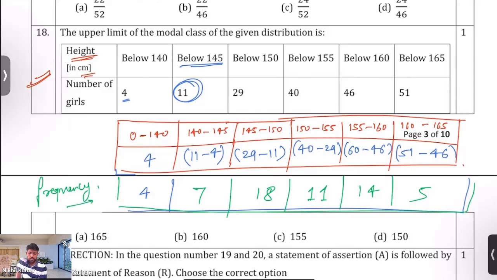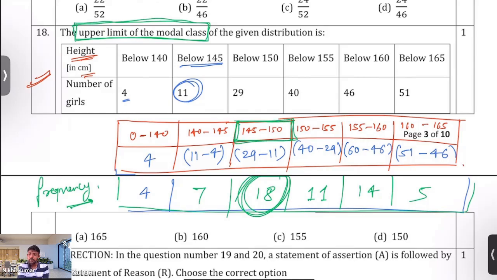If you have to find which one is the modal class, that means you have to find in which class interval the frequency is highest. The frequency is highest in this class interval. And what's our question? We have to find the upper limit of the modal class. We have figured out what our modal class is, which is this. Can you tell me what is the upper limit of the modal class? The upper limit of this modal class is this number 150. Okay, this is our modal class.